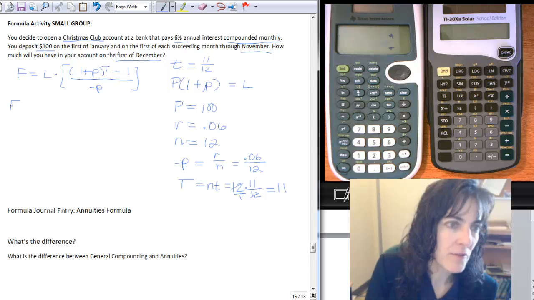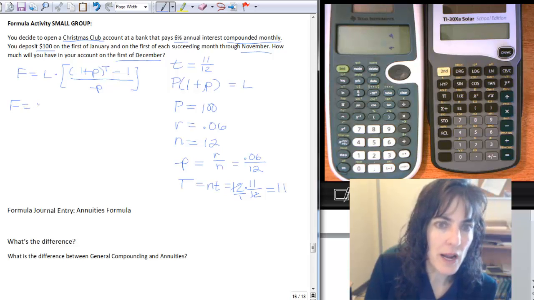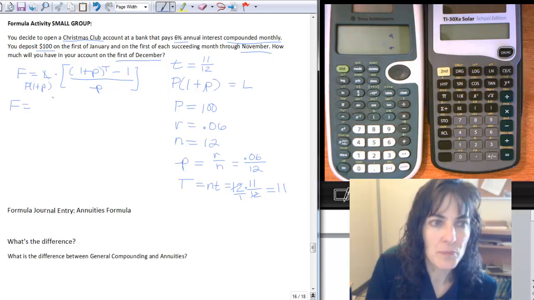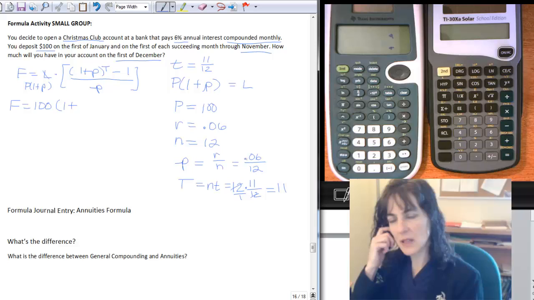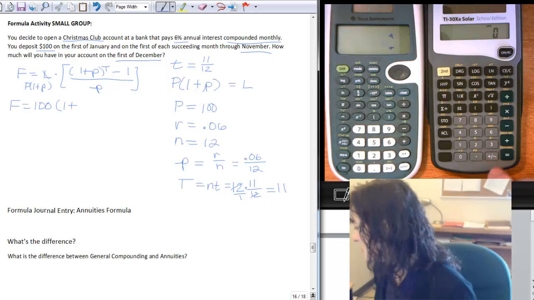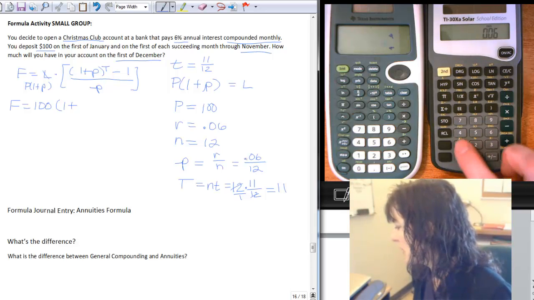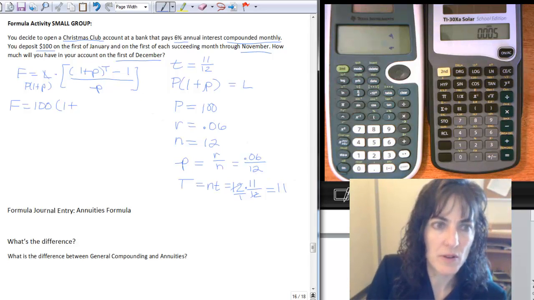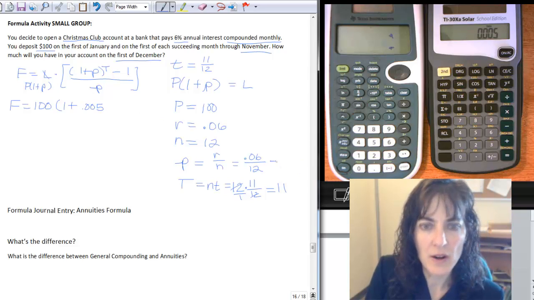We have F equals, my L, remember I have to use the P, I'll write it up here just one time, 1 plus little p instead of the L. And so my big P is going to be the $100 that I pay per month, 1 plus, I didn't calculate that little p, let's check and see what that comes to. I'll use this calculator this time. So I have 0.06 divided by 12, and that one comes to 0.005. So I can write that in right there and here as well.